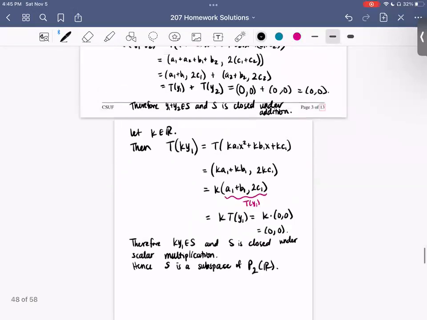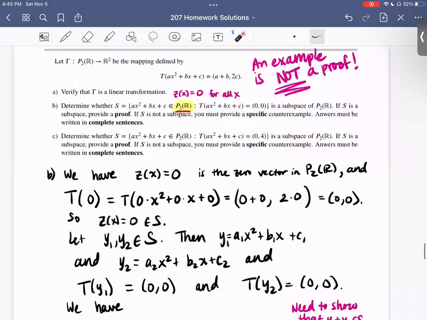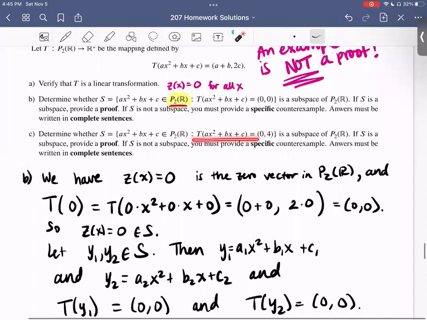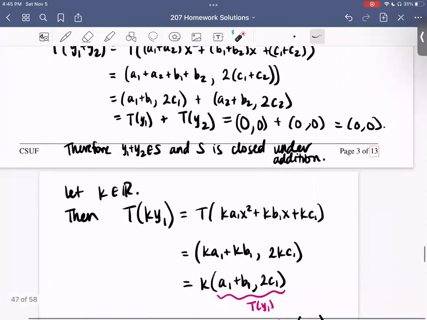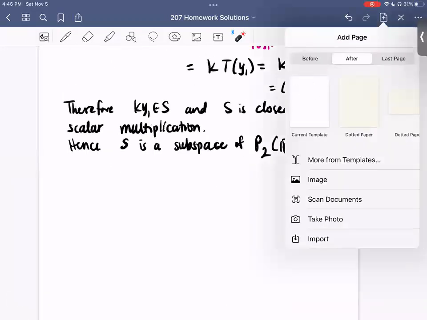Part C asked you to figure out whether a similar set is a subspace. In this case, T of our polynomials gives you (0, 4). This is not going to be a subspace. You could try to prove that it is, and you'll run into some problems. You could also notice that the zero vector is not in this set. So let's look at a few different ways we could have proved that this is not a subspace.